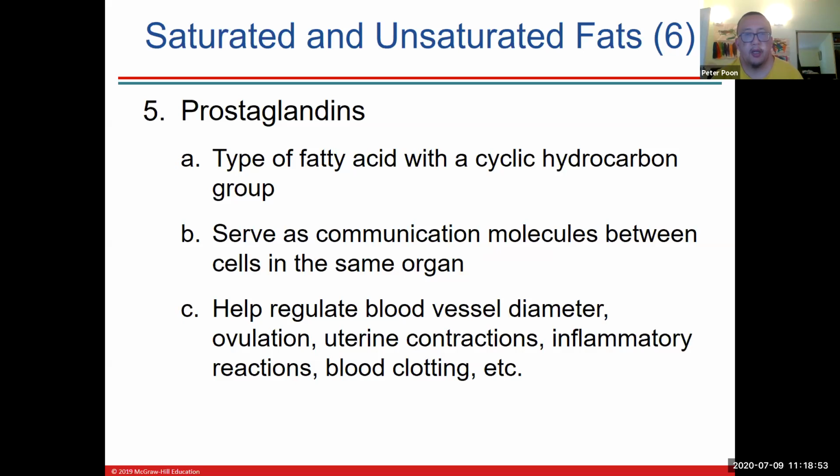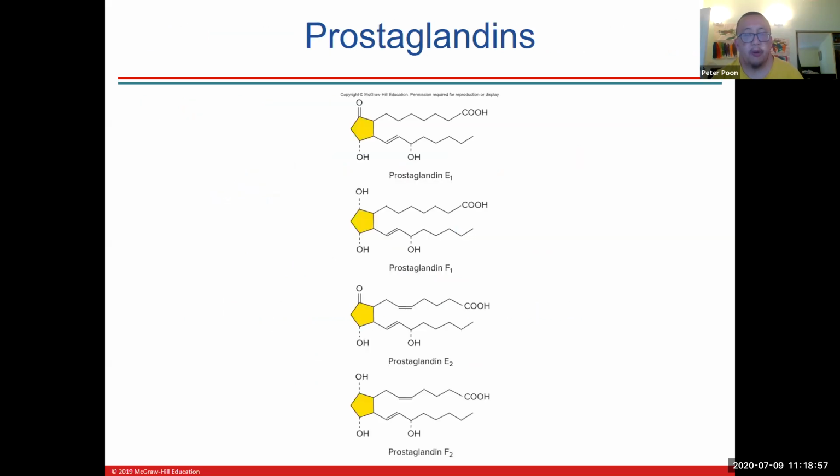Prostaglandins. So, communication molecules. Again, they're really different from triglycerides, but you can see there's not a lot of OHs and stuff like that, so they're still hydrophobic.